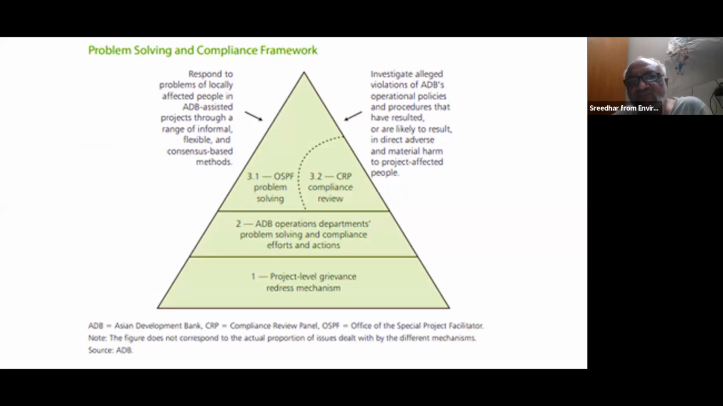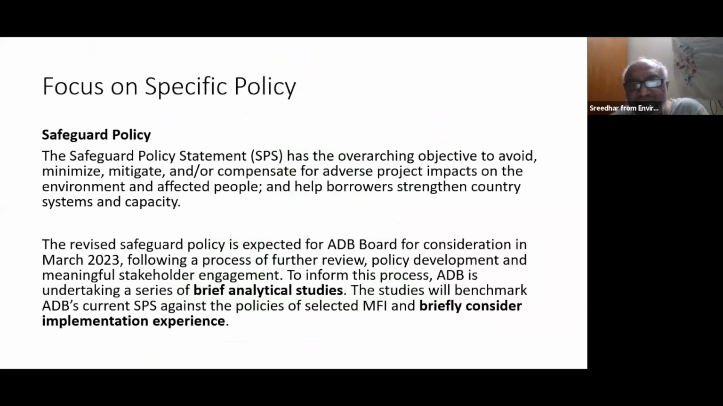And it also has a problem solving kind of pyramid where, apparently, there is a project level grievance redress mechanism. And if you were carefully listening to Ram, if you go to the project level grievance redress mechanism, then you might actually get beaten. Then you have the operations department, which generally tries to push what the promoter is asking for. And then you can escalate it to a compliance review mechanism.